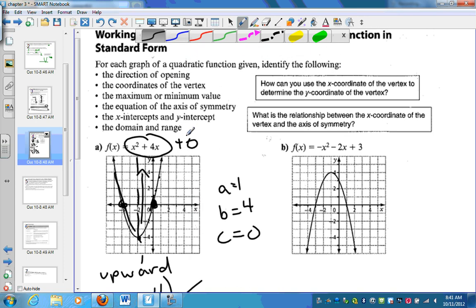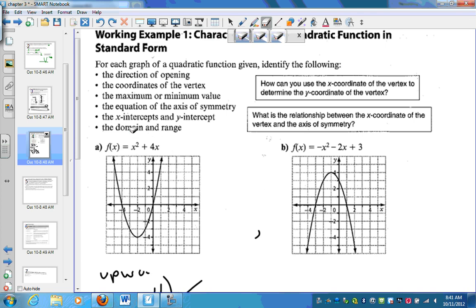Okay, and the domain and the range, I've got a lot of stuff here. So domain is x. It's all real numbers. The range is going to be all y's bigger than -4. We'll try the next one together in class, and there's one more example we'll do as well.